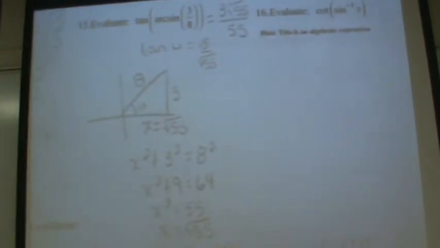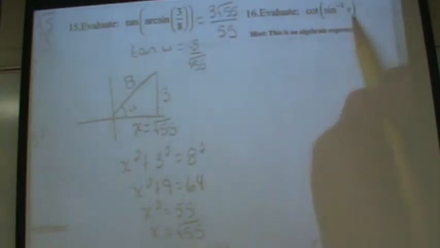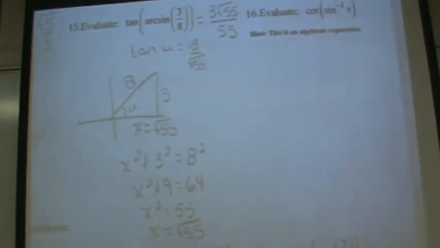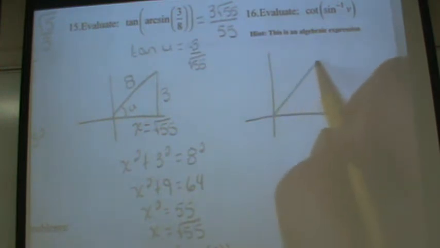Now, the last one is actually doing the exact same thing, except this time we're not given an actual number. We're given a letter. So our overall answer is going to end up being an algebraic expression. So there are going to be variables in our answer. So we want to find the inverse sine of v. So v we're going to say is positive because there's not a negative in front of it, so we can assume that v is positive. So if we're taking the inverse sine of a positive number, we're in the first quadrant, and we're looking for that angle.